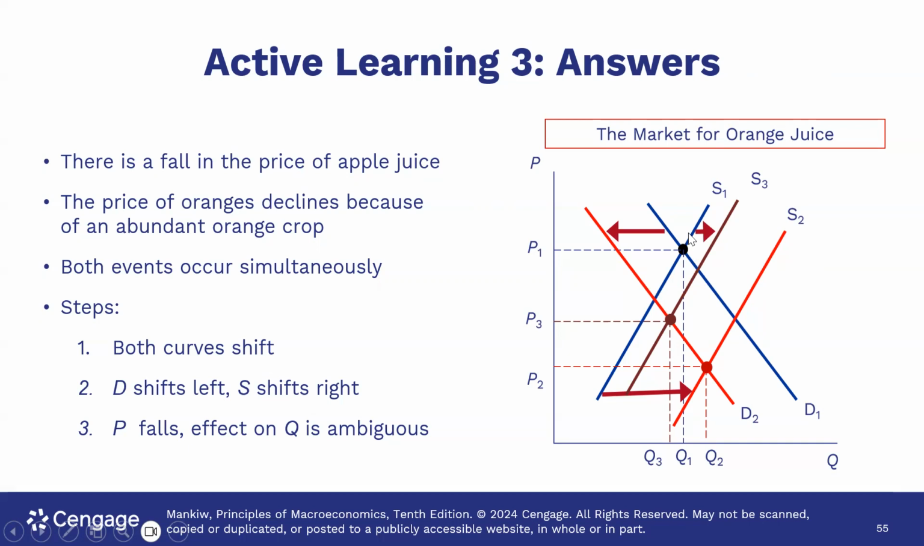So there's one thing for sure: the price will fall. However, the effect on Q is ambiguous. It is determined by the magnitude of the shift of the demand curve and the supply curve.